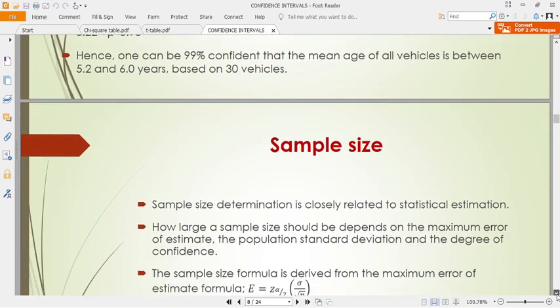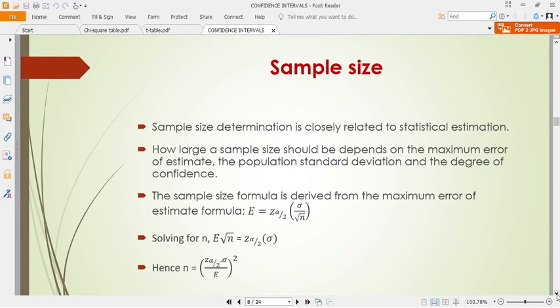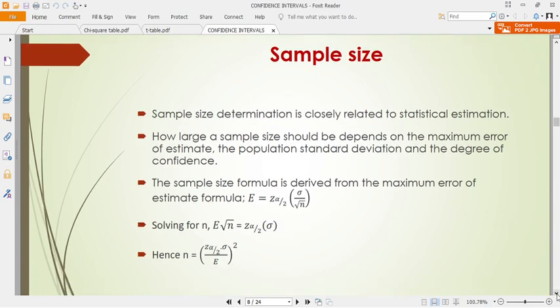So we can now determine a sample size. Someone might ask themselves how you tell that a sample size is sufficient enough to give us a true estimate of the population. From the formula of maximum error of estimate, which is this, Z alpha over 2 times standard deviation over root n, we set an n here, which represents sample size.